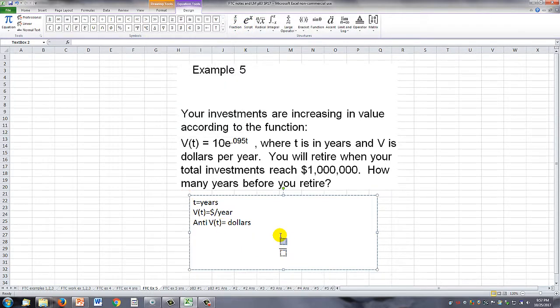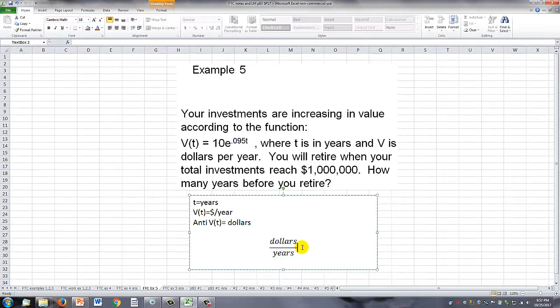Alright, so if you look at the units, dollars per year, that's my vertical, times years. The years cancel and you're left with dollars. That's what's going on right here. This is a rate of change. This is the area under the curve. So the area under the curve, if we think of Riemann sums, is vertical dollars per year times horizontal years. So it makes sense that the units on the antiderivative would be dollars.